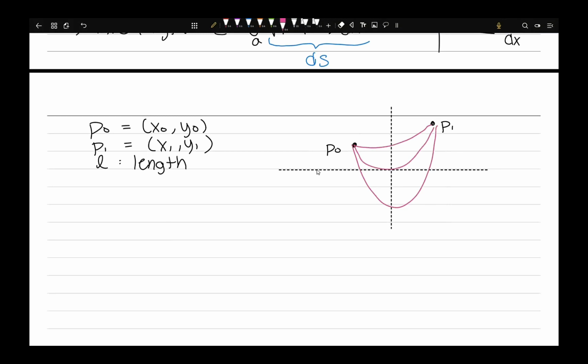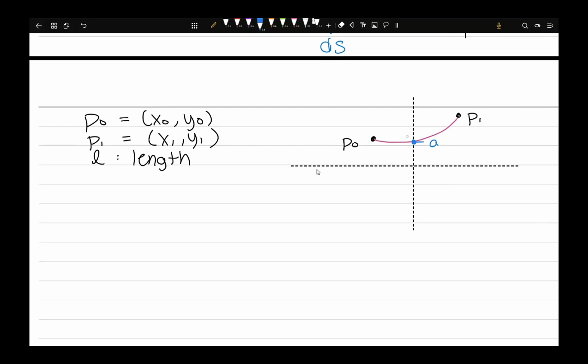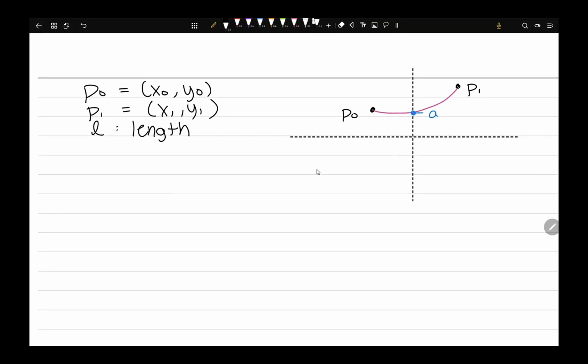Okay, let's just look at one of these. I didn't mention this before, but we're going to suppose that the vertical axis, the y-axis, touches the vertex of the catenary. And it so happens in the cosh function that the vertex height is A. So we've placed the y-axis on the vertex, and the vertex is A above the x-axis. What this gives us is that, using our catenary formula, y0 is A times cosh of x0 over A, and y1 is A times cosh of x1 over A.